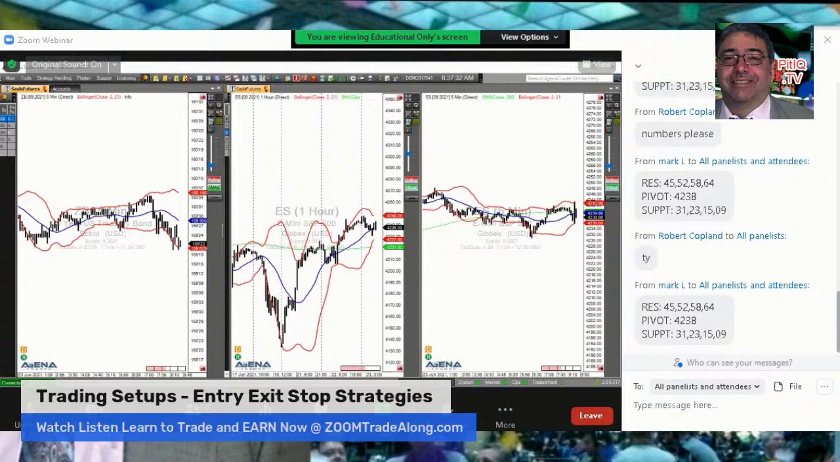And we'll see what happens here. All right, we're just kind of hanging around our pivot area, kind of going nowhere fast. Not so much a surprise.